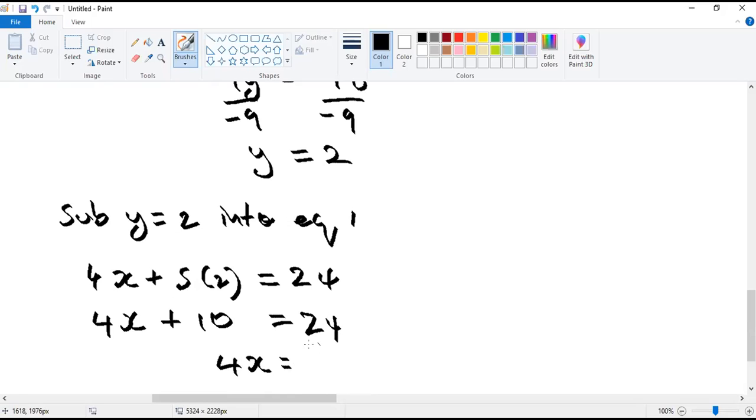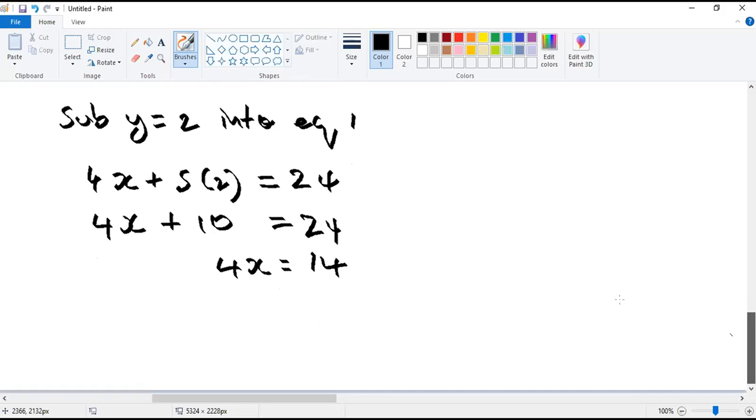Then I subtracted 10 from both sides, so I got 4x equals 14. Dividing both sides by 4, I got x equals 3.5. We can think of it as $3.50 for a pen.